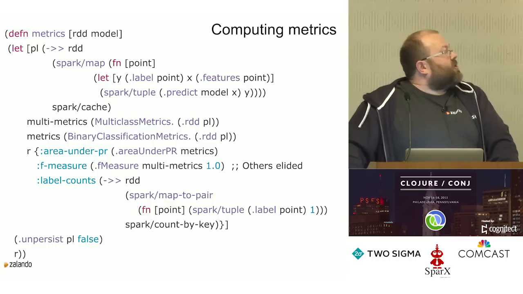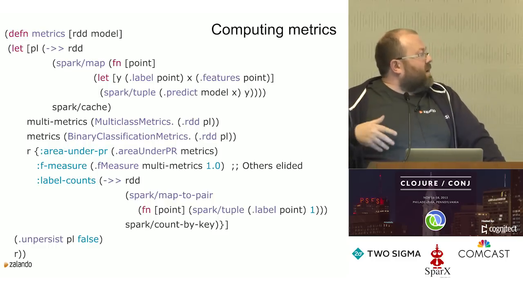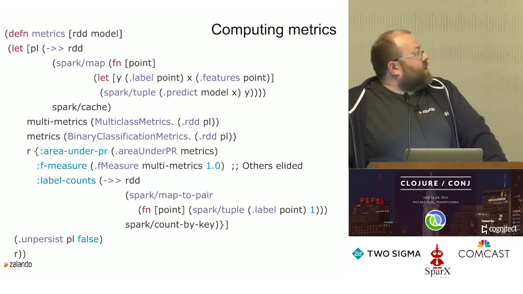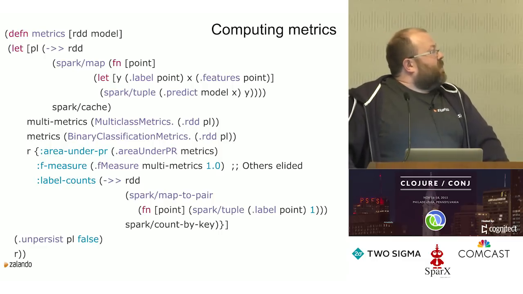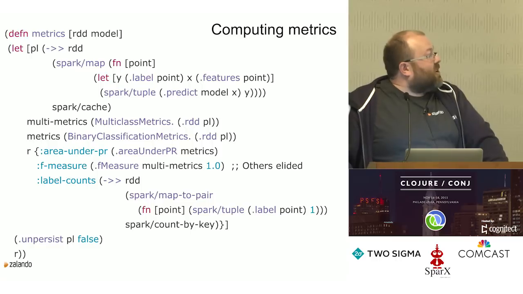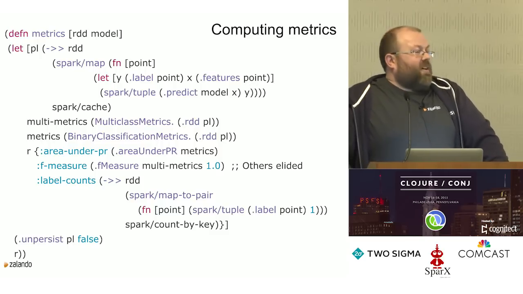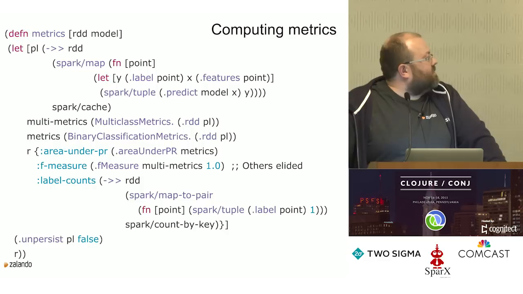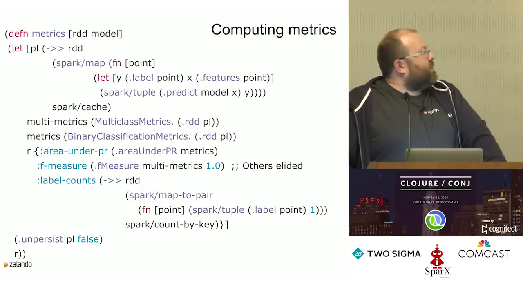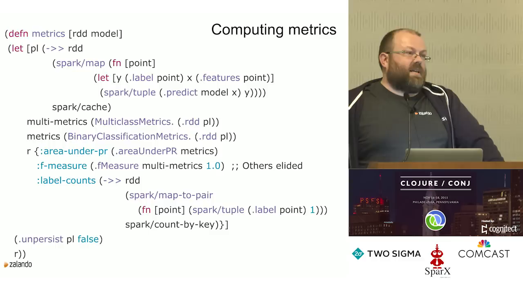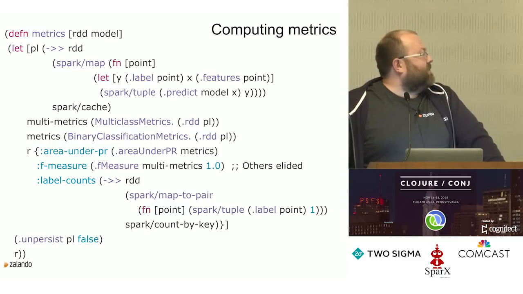I haven't put in all the metrics that I want, just because there's not room on the slide. But for example, F measure I get from the multi-class metrics, but the area under the precision recall curve I get from metrics. And then to get the actual label counts, like I said, I have to take the RDD and count it myself. Then at the very end, once you're done with it, you stop caching it because it takes up space until you tell it not to.